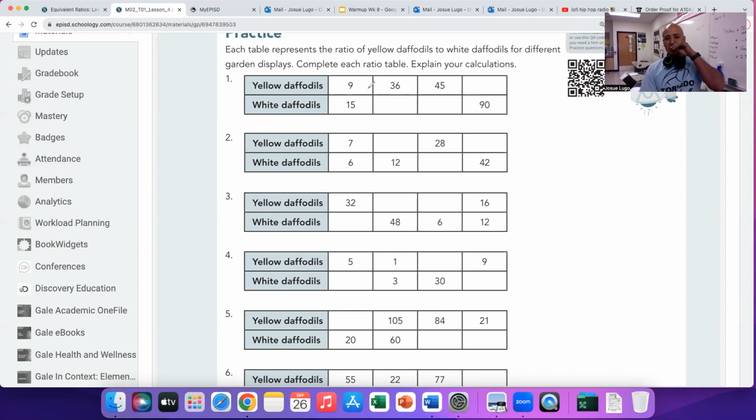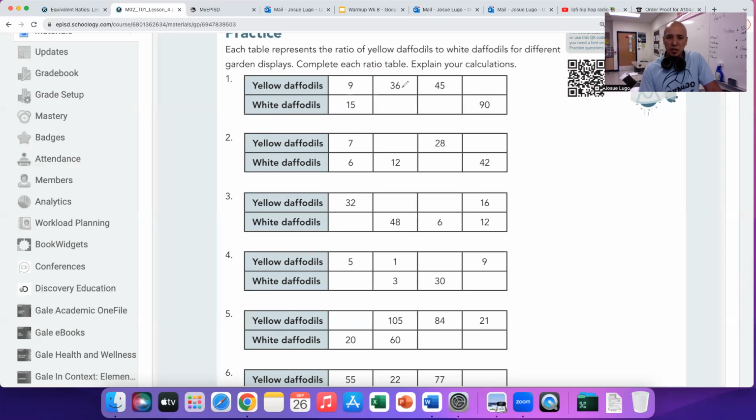Ladies and gentlemen, it doesn't really matter how you go, you can go straight to the very last one. You can ask yourself, well, 15 times what is 90? I know that 15 times 6 is 90. So guess what? I have to multiply 9 times 6. And if you didn't know that 15 times 6 is 90, that's okay. You can just do 90 divided by 15, and 90 divided by 15 is 6. So 15 times 6 is 90. So 9 times 6, notice that I'm multiplying the numerator and denominator by the same factor. That would give me 54.